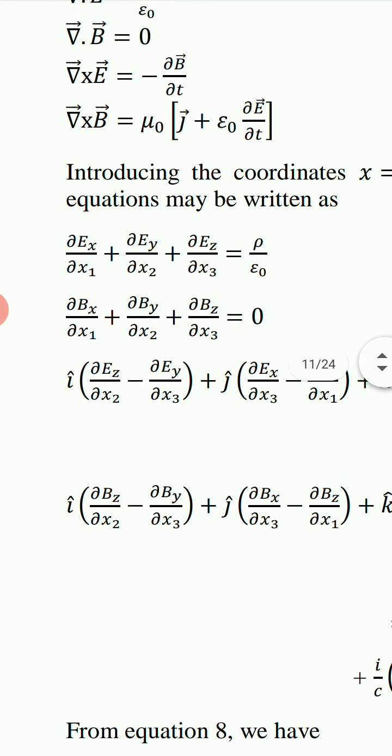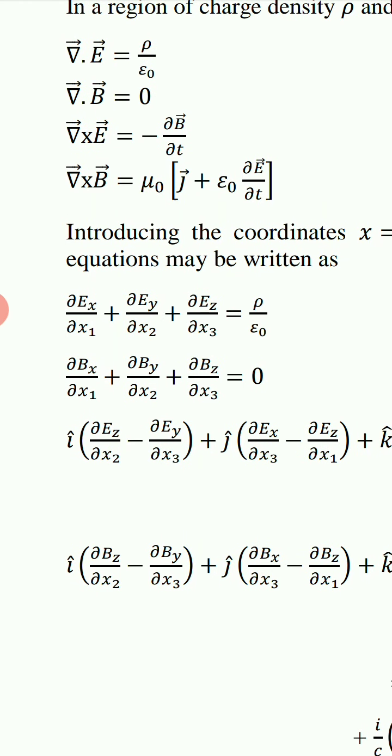These 4 Maxwell's equations can now be written as: first equation, del dot E equal to rho upon epsilon 0 can be written as delta Ex upon delta x1 plus delta Ey upon delta x2 plus delta Ez upon delta x3 equal to rho upon epsilon 0. Second equation, del dot B equal to 0 can be written as delta Bx upon delta x1 plus delta By upon delta x2 plus delta Bz upon delta x3 equal to 0.